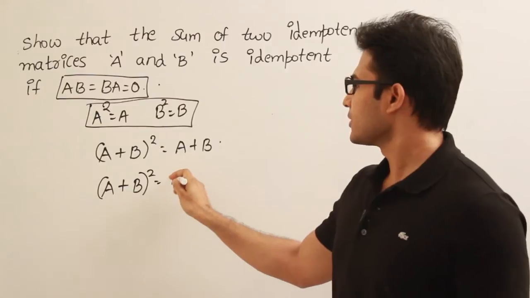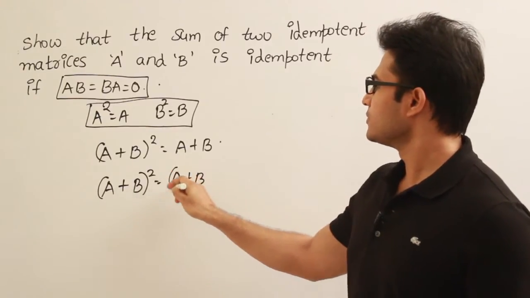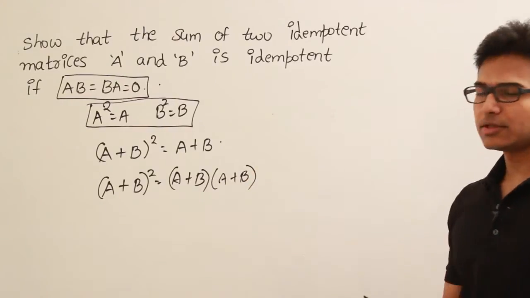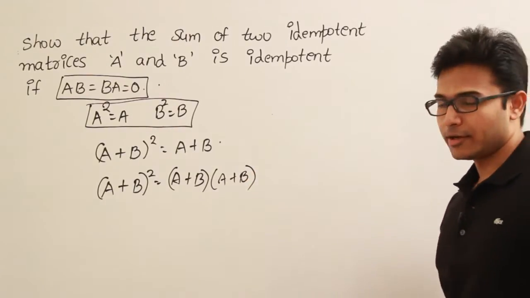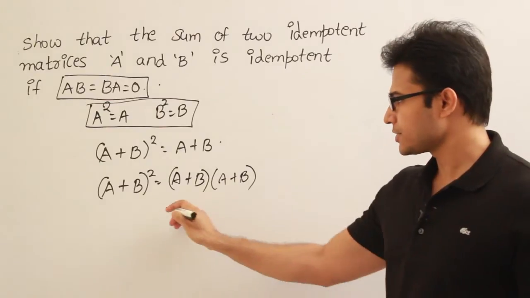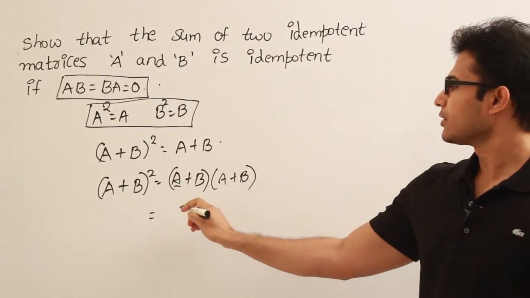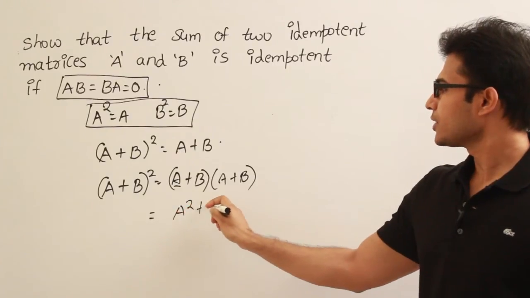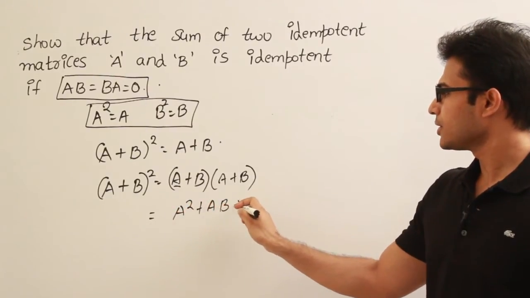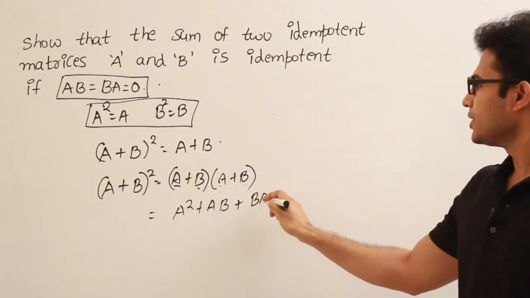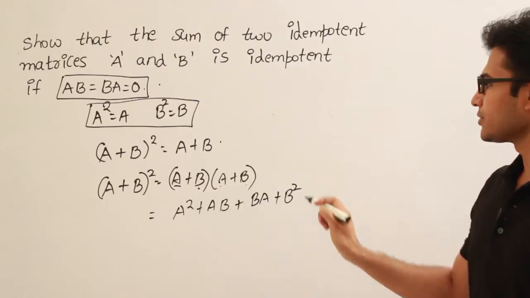Now, A plus B square equals, we know this, A plus B into A plus B. I cannot write A square plus B square plus 2AB, because A and B are not numbers, they are matrices. That is why I'm just deriving it. Okay, multiply this A with this one, then what do we get? A square plus AB, plus multiply this B with this one, then what do we get? BA plus B square, right?